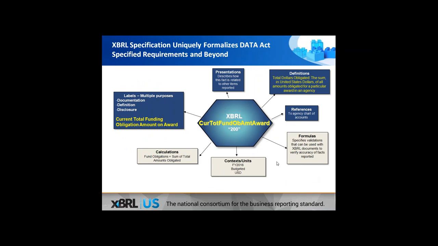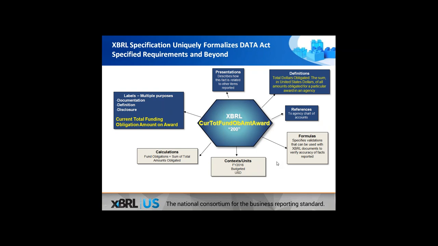The XBRL standard uses link bases to explain that fact. When the number 200 is tagged within this concept, stakeholders know that the label for the value is current total funding obligation amount on award, which you can see in the labels box to the left of the hexagon in the middle. Rotating down on the screen counterclockwise, you then see the calculations link base. Users know that the calculation for that fact is a sum of total amounts obligated.